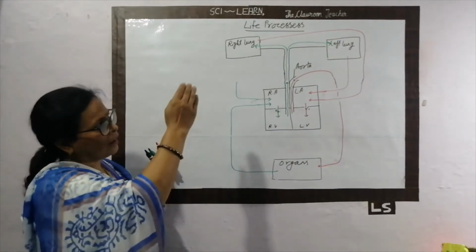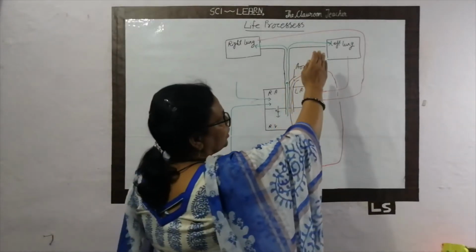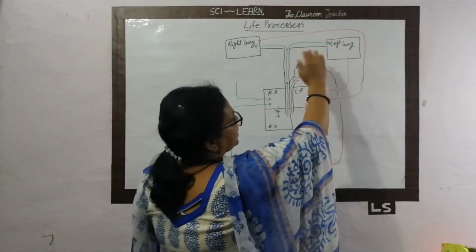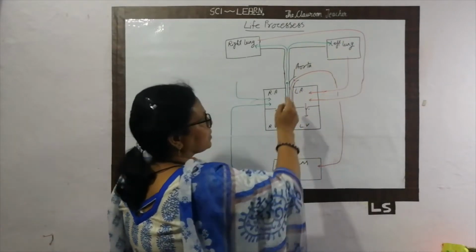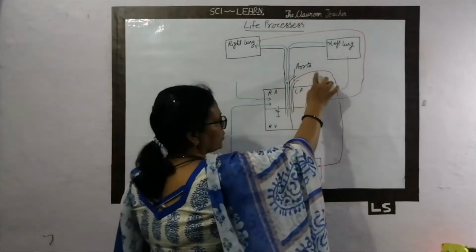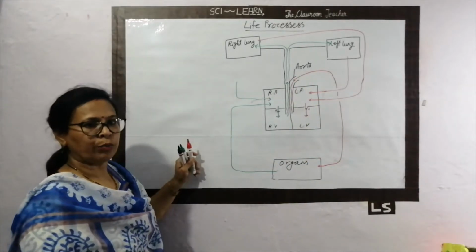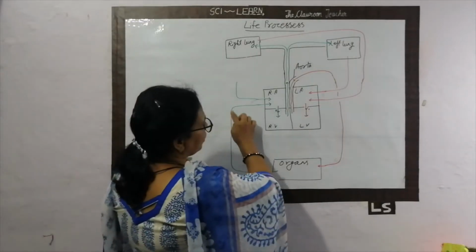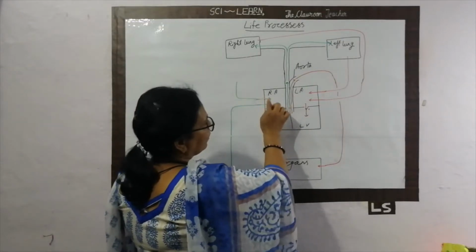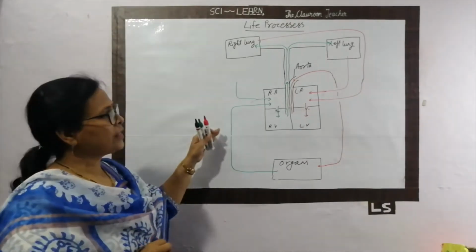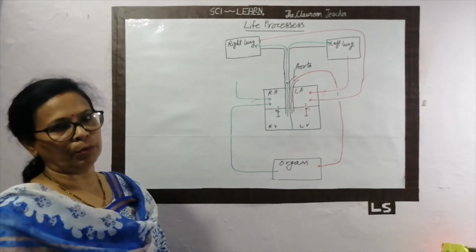Then the right lung and left lung convert the deoxygenated blood into oxygenated blood, and that oxygenated blood comes here. This aorta transfers all the blood to different organs of the body. Organs oxidize to produce carbon dioxide, and this carbon dioxide, or deoxygenated blood, again comes to the right atrium. So this is the complete circulation in humans.